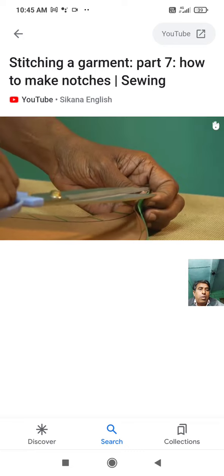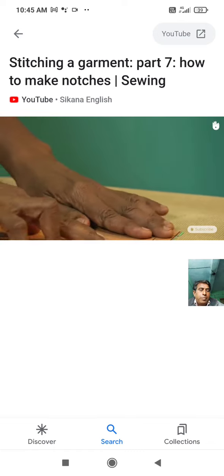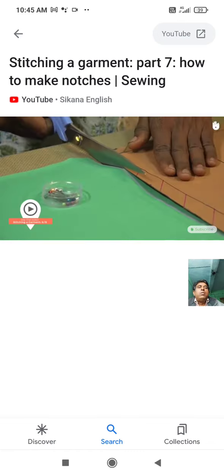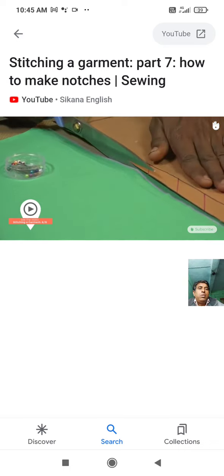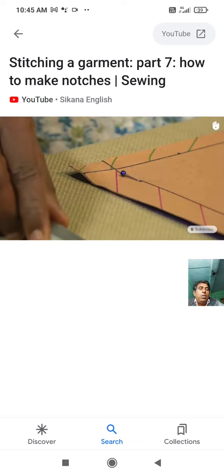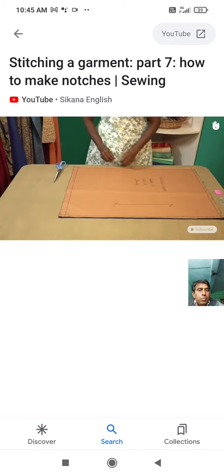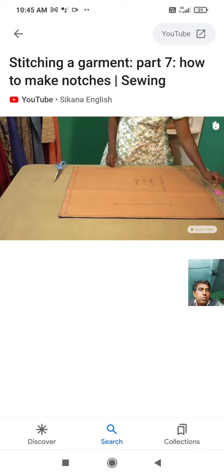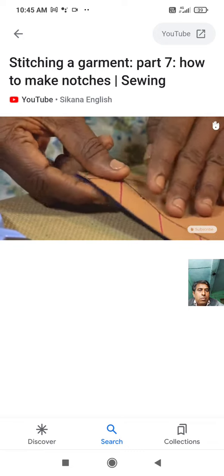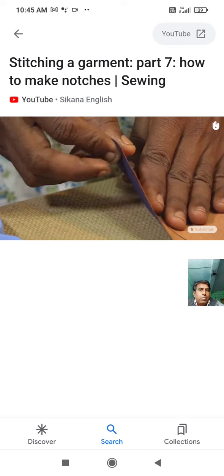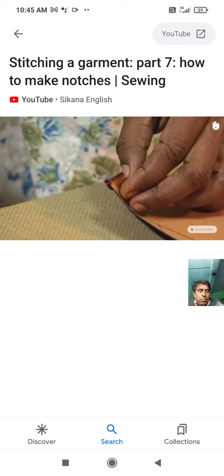In this video, you will learn how to make notches. So yes, please observe carefully. The fabric has been cut in the video Stitching a Garment Part 6, How to Cut a Fabric. Remove the pins on the pattern before making notches. Remove them carefully and see to it that the pattern does not slide or move over the fabric. This may lead to inaccurate notches. Notches are made by snipping off small pieces of cloth at the end of the hem and seam lines.